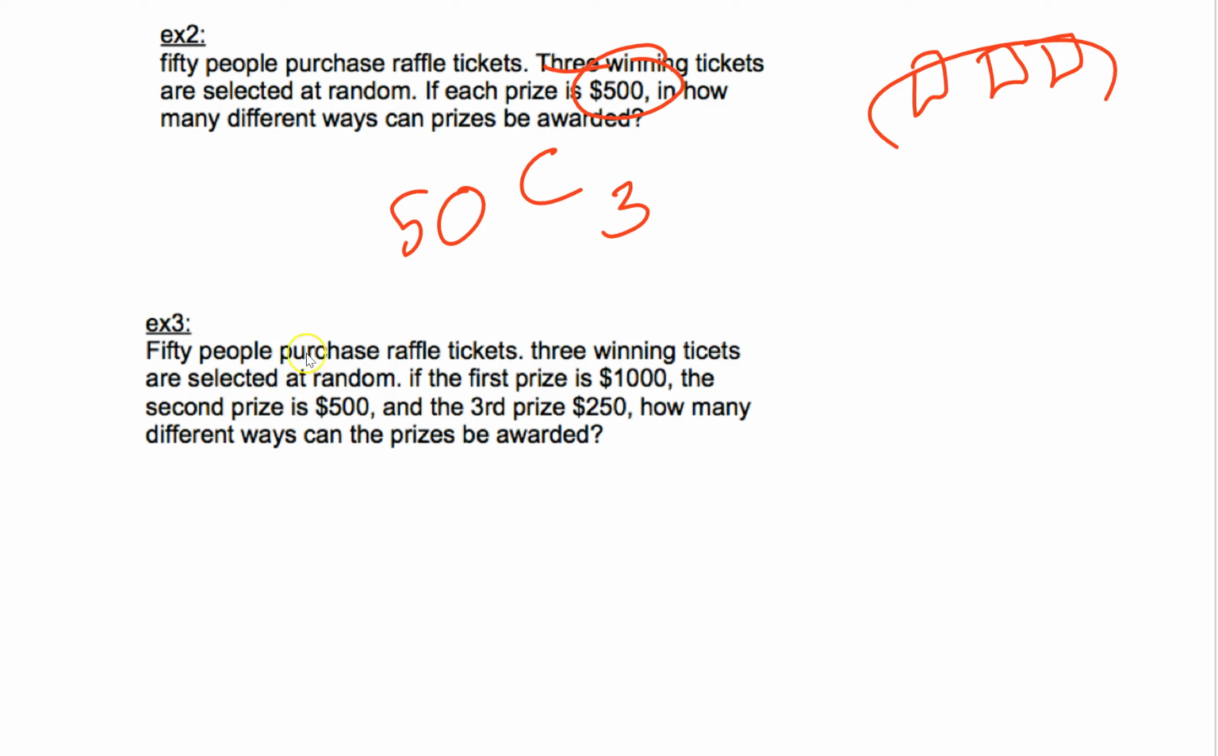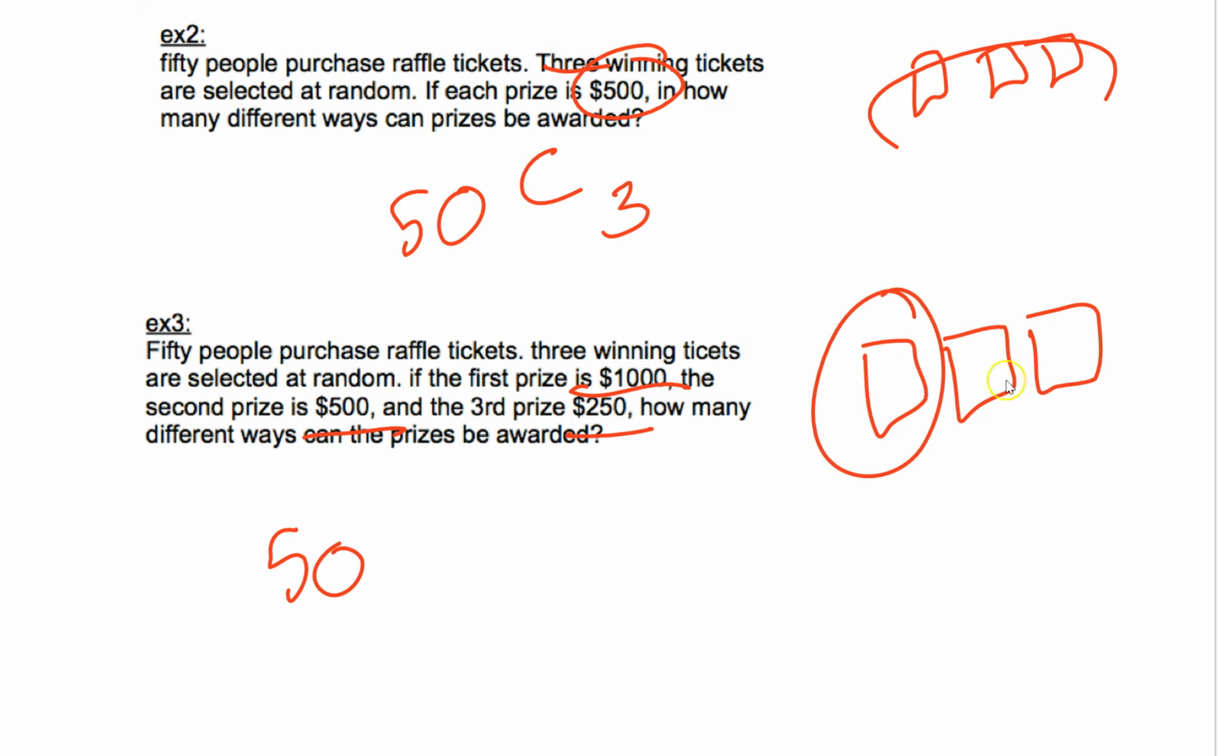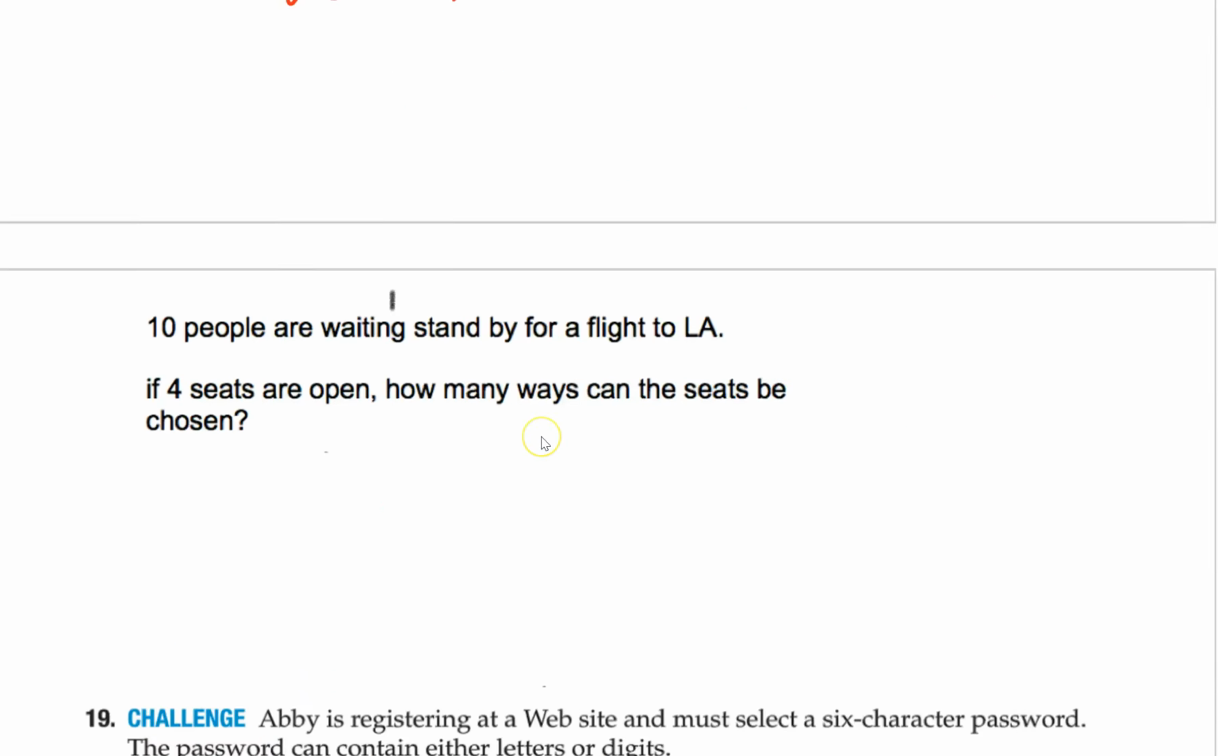This one, though, 50 people were selected for raffle tickets. 3 winning tickets. First prize gets $1,000. Second prize gets $500. Third prize gets $250. So now does it matter if you get picked first, second, or third? Yes. I want to go first. I want the grand. I don't want the third place. So 50P3. Order matters. The next couple are a little tricky.